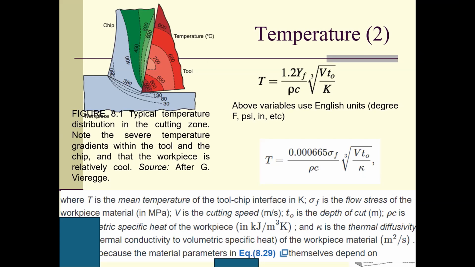So either one will be okay, but you need to take care of the units. If we use the English units, you need to use English units for all variables and then use this equation. If we use the international units, you need to use international units for all these variables and then use this equation. Both of these two equations are correct. You can verify: you can convert from English units to international units and you get the same equation, or vice versa.